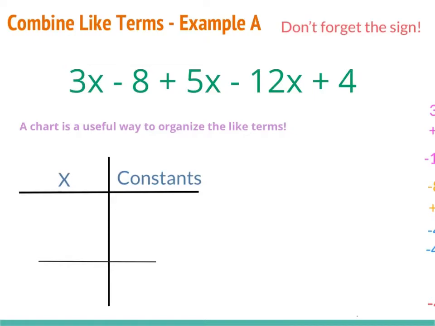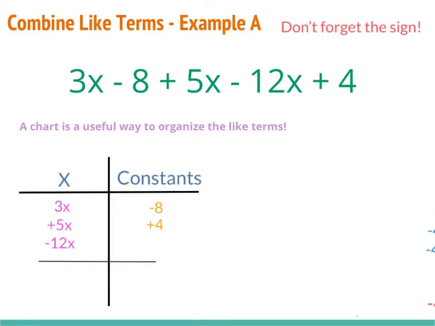So on the x side, I've got the 3x at the very beginning. I've got a -8. That's going to be a constant. I've got plus 5x, very important to keep the sign, so I'm going to put that on the x side. -12x, I'm going to put that on the x side. And +4, that's going to end up on the constant side again. Notice I carried the sign.